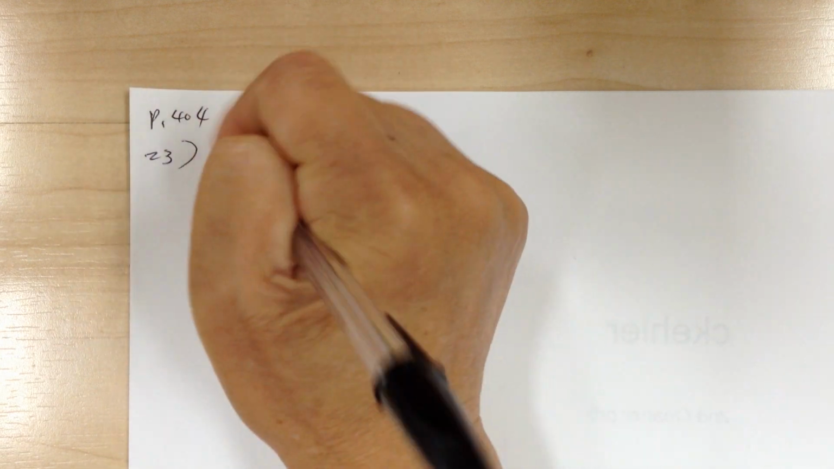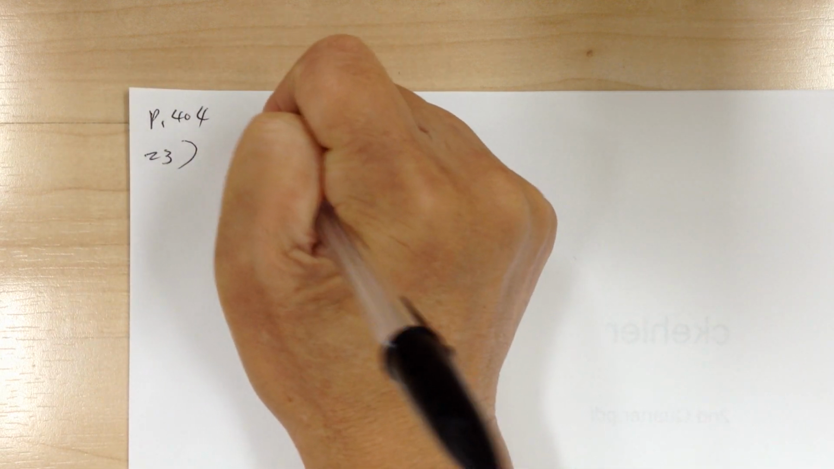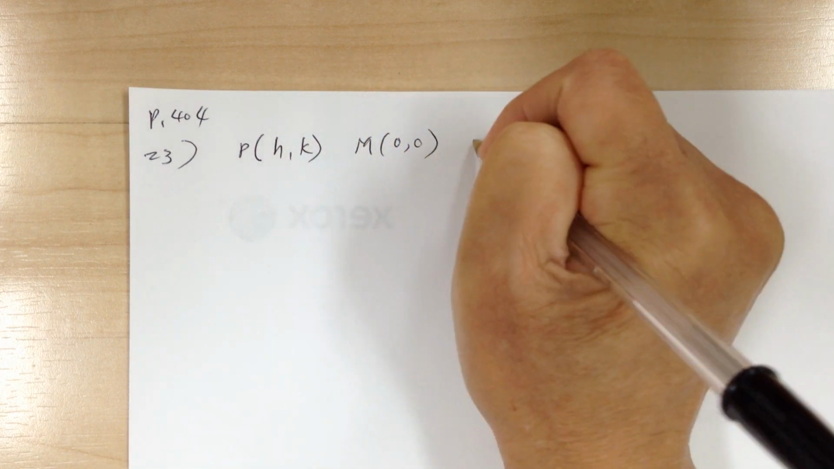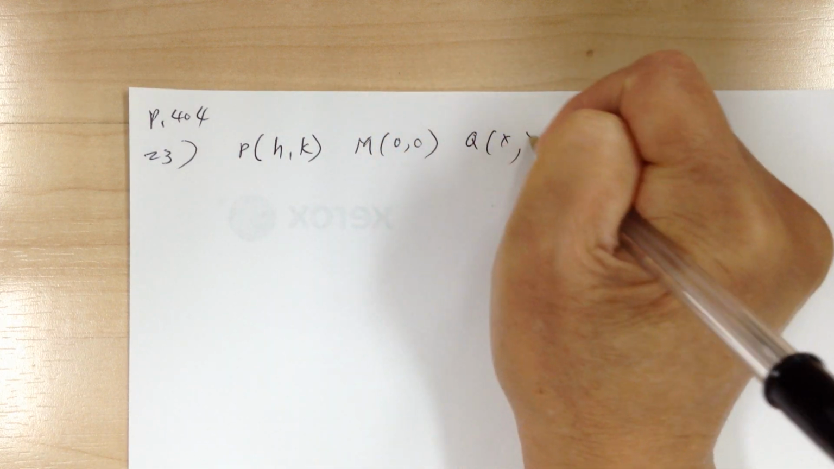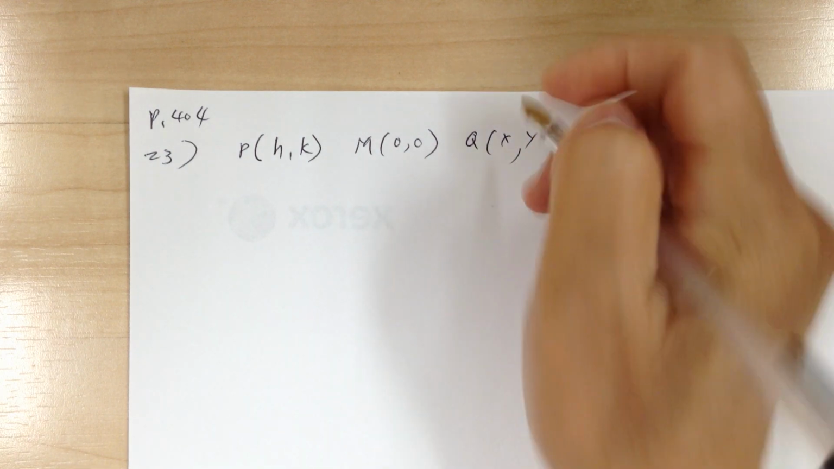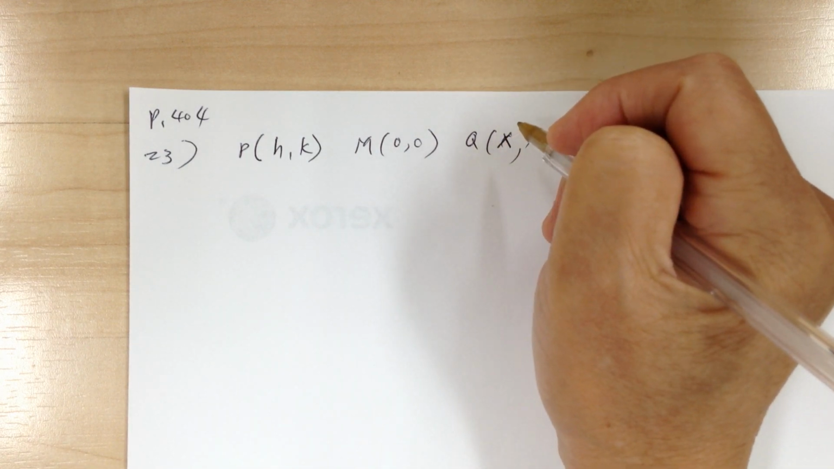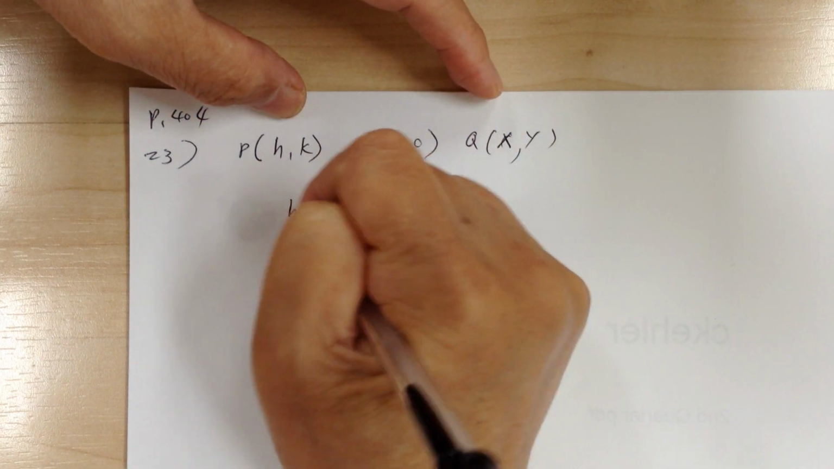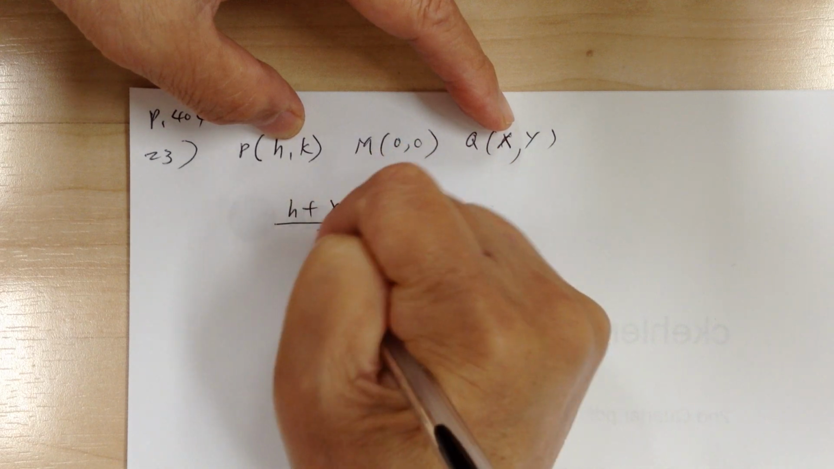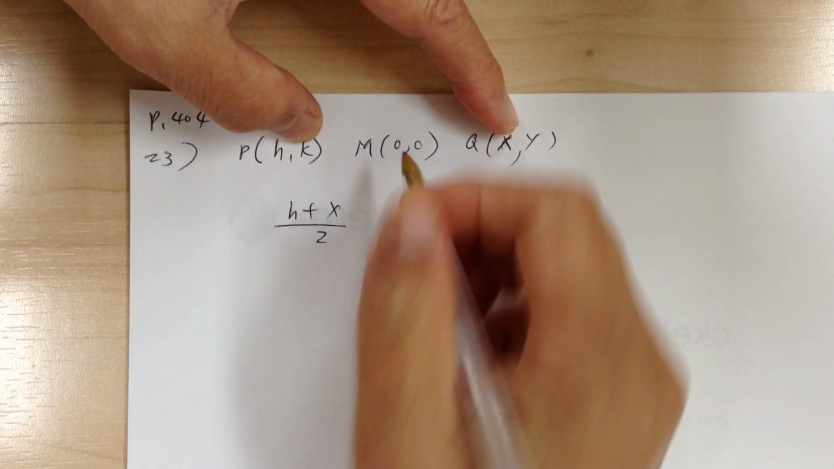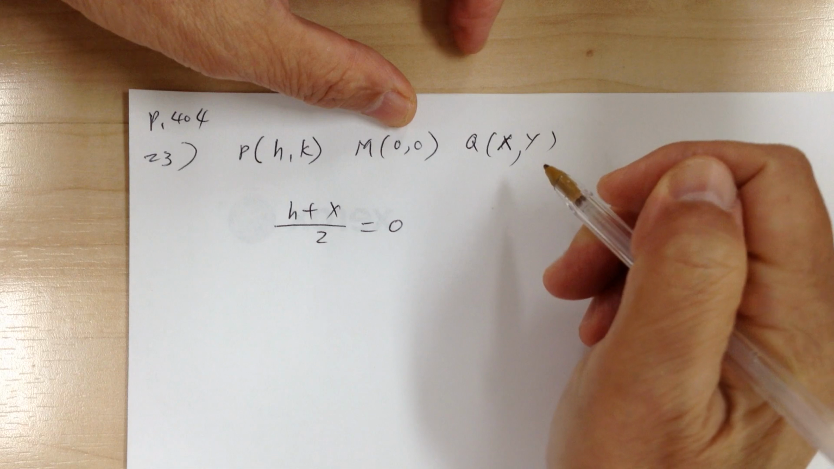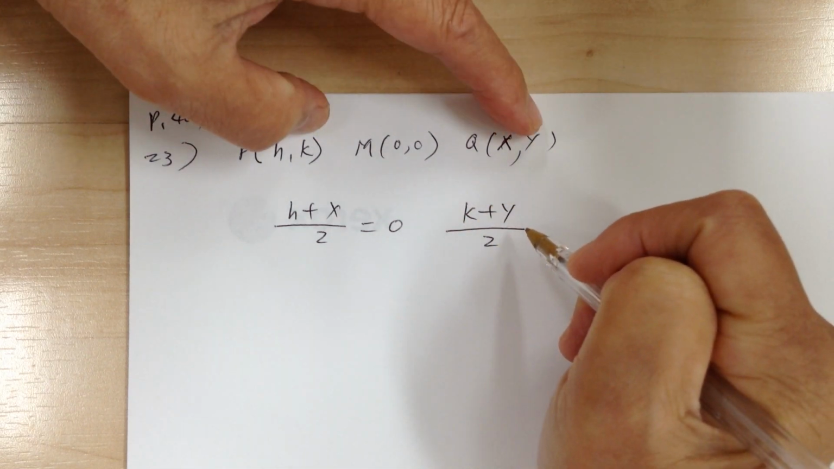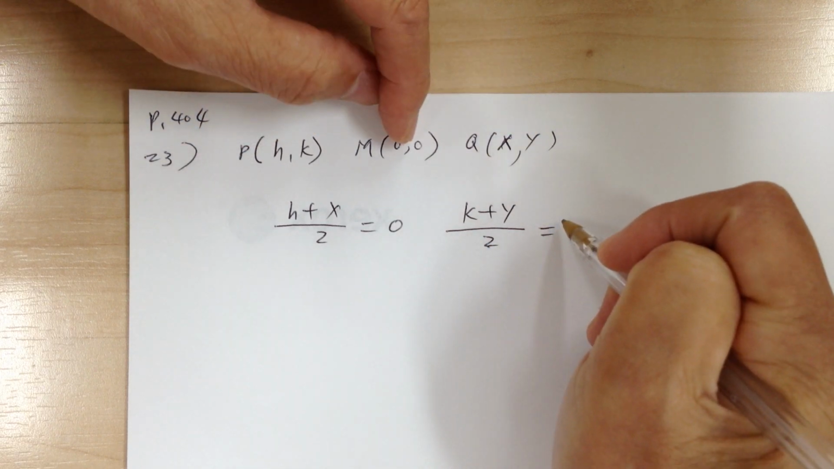Okay, number 23. The point P is at h and k, and the midpoint is 0, 0, and you're looking for Q. Again, you just apply the midpoint formula. So you have to add, divide by 2 to get that. So you got h plus x divided by 2. Again, you add these two together, divide by 2, and this will equal the midpoint. Same thing for the y. You got k plus y divided by 2, you add, divide by 2 to find the average, and this will equal the midpoint.